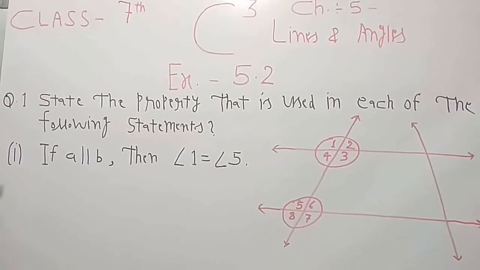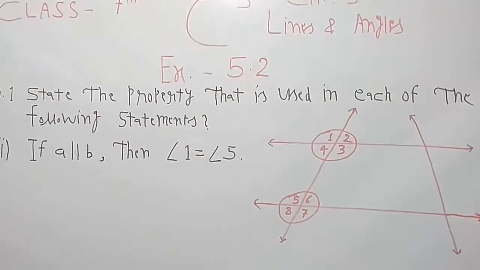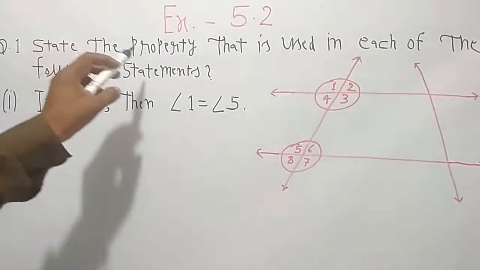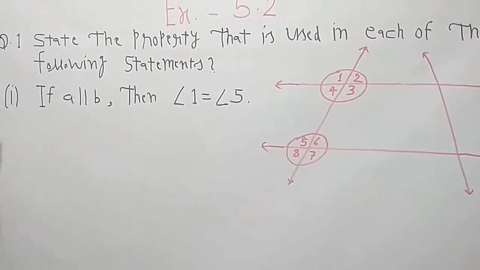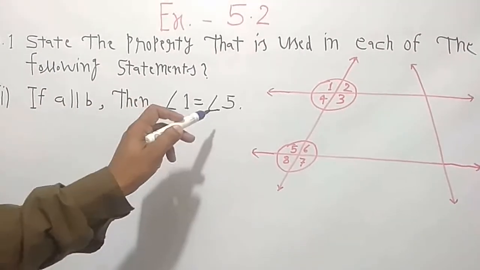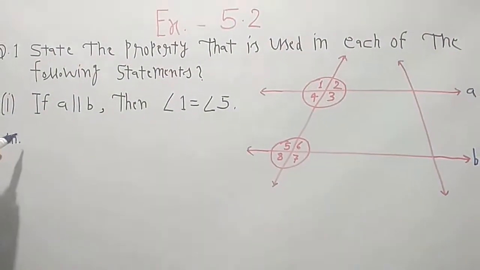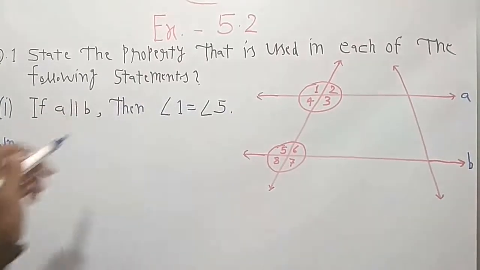Today we are going to solve question number 1 of exercise 5.2, chapter 5, Lines and Angles. Question number 1 says: state the property that is used in each of the following statements. The first statement is: if a is parallel to b, then angle 1 equals angle 5.